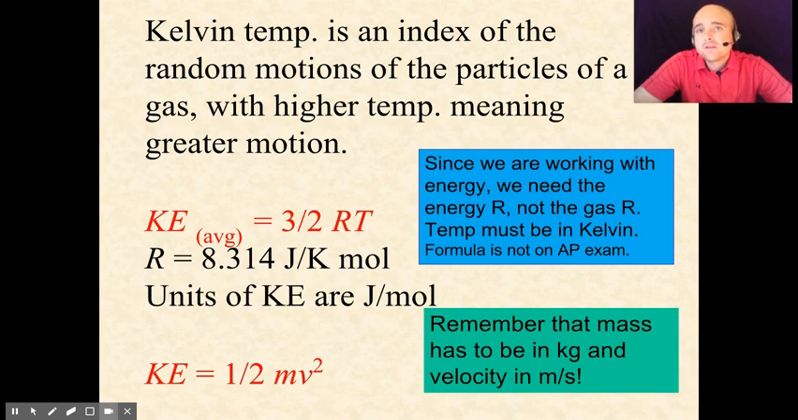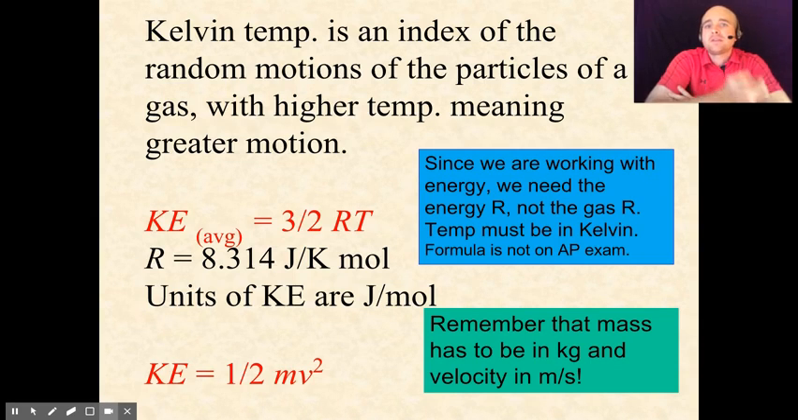Since kinetic energy and the temperature are directly related, we're actually able to understand it in a math equation. We can see kinetic energy equals 3/2 RT, but this R is a different R than the one on the formula chart, and you have to commit this number to memory. It's not going to be on the formula chart, and the units are in joules per Kelvin mole.